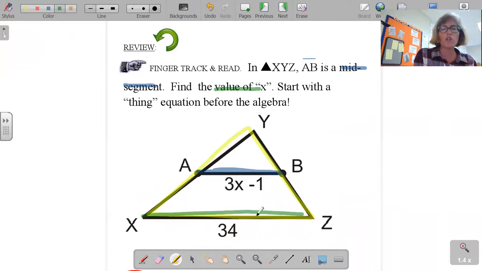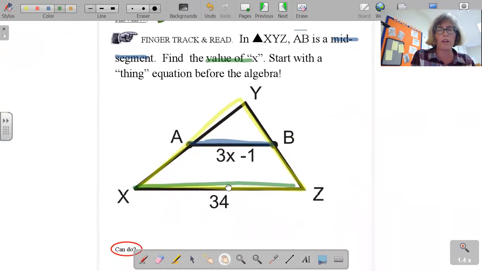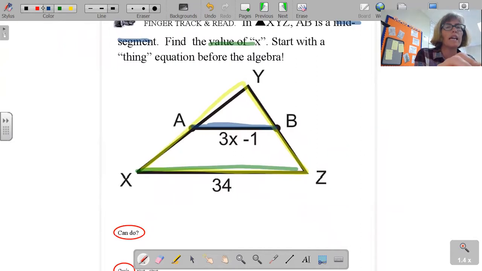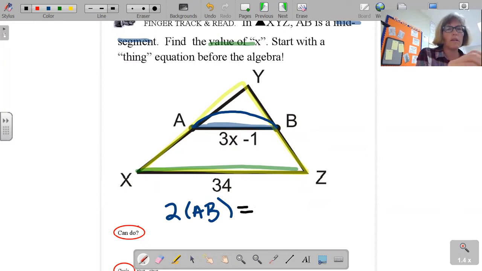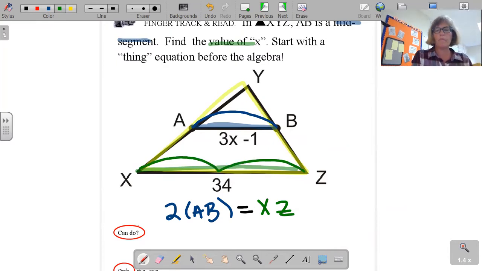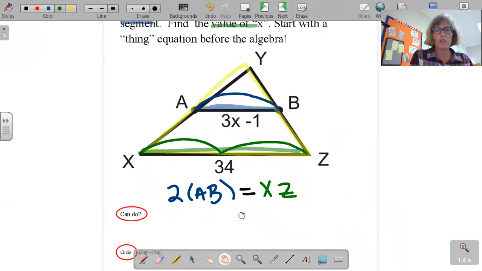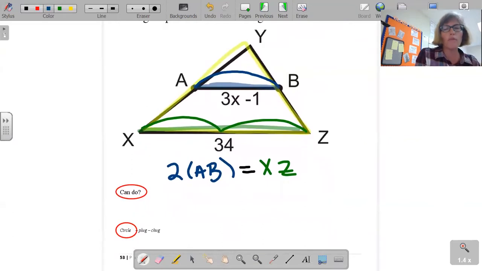All right, obviously you should have a red pen in your hand. Your equation should have looked something like this right here. 2 of AB, that would be 2 of these, equals XZ. So 2 of AB equals XZ. So you solve: we have 2 of (3x minus 1) equals 34. Distribute.